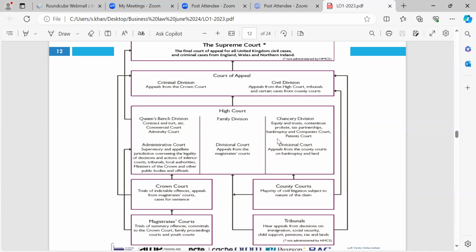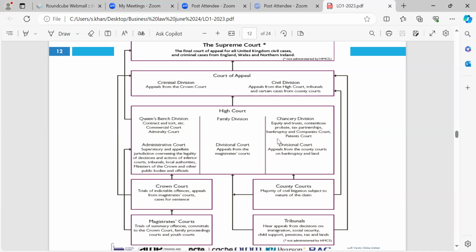The next one in the hierarchy, as you can see in the diagram, is the Court of Appeal. The Court of Appeal is split into 2 divisions, the criminal division and the civil division. The civil division hears appeals on civil matters, and the criminal division hears appeals on criminal matters. Like the Supreme Court, the Court of Appeal only hears appeal cases. It will only hear cases that involve a question of law.